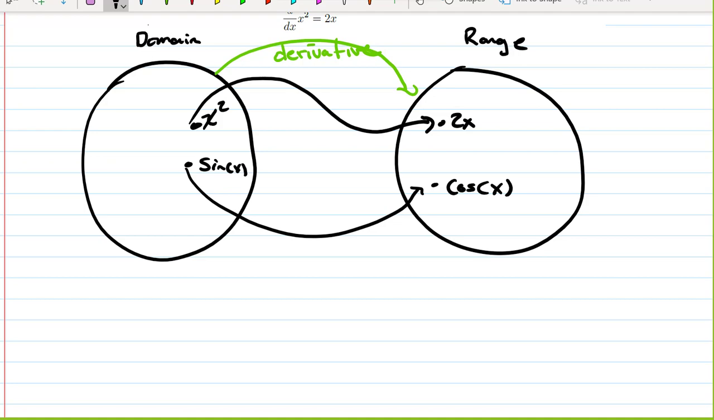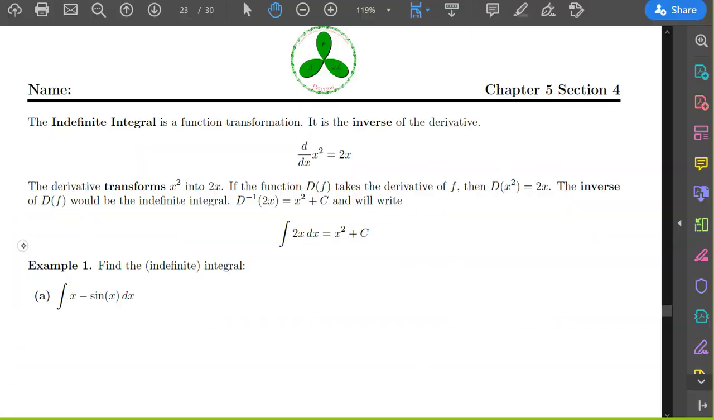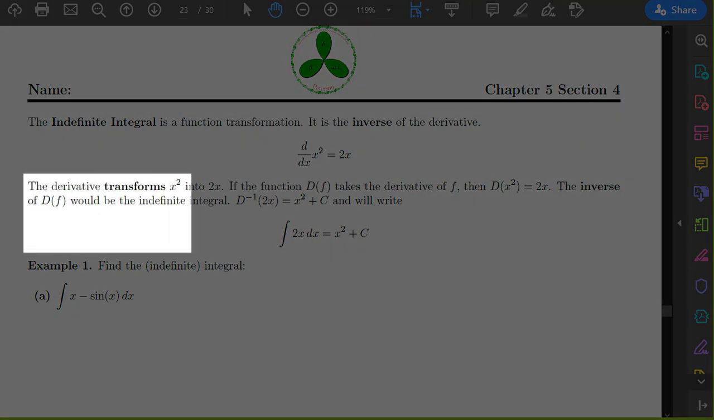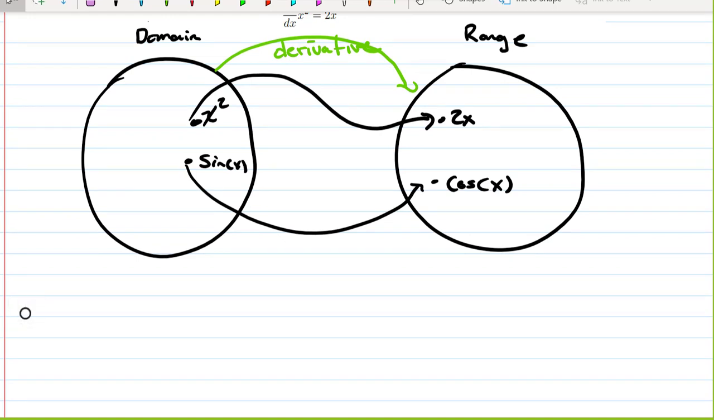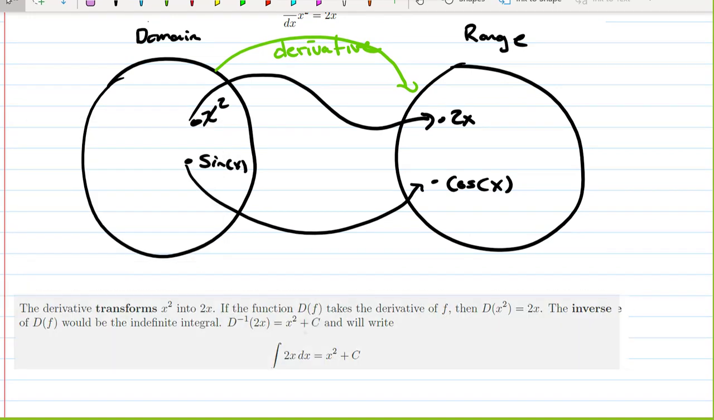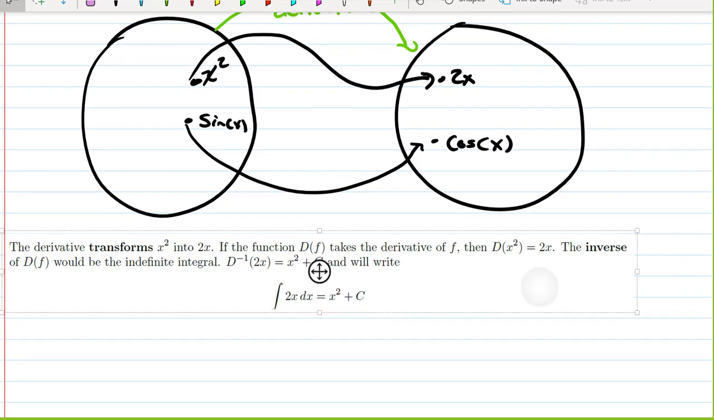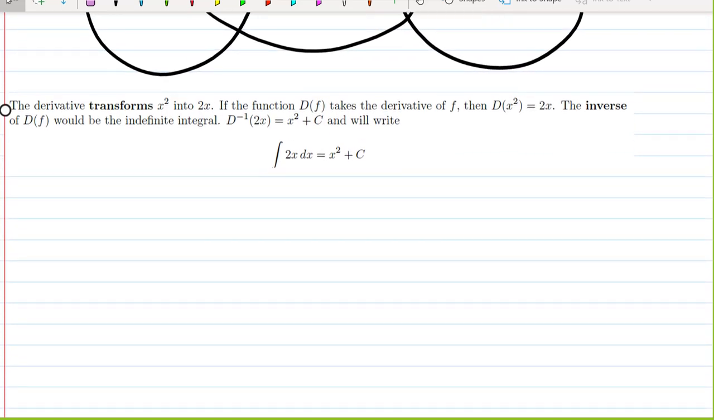So in terms of what we have here, the derivative transforms x squared into 2x. And if we name the operator D, which we didn't have a lot of time to work with in Maple this semester, but D works as the derivative operator in Maple, and it transforms x squared into 2x. So if D of f takes the derivative of f, then D of x squared would give us 2x. The inverse of D would be the indefinite integral, so D inverse of 2x would give us the antiderivative, x squared plus an arbitrary constant. And we will write the integral of 2x dx equals x squared plus c.